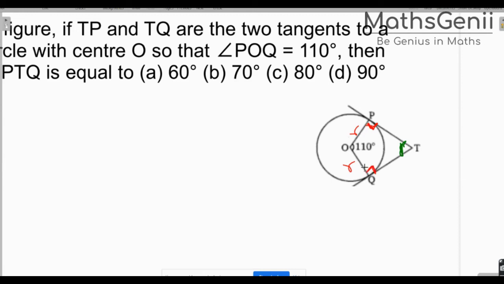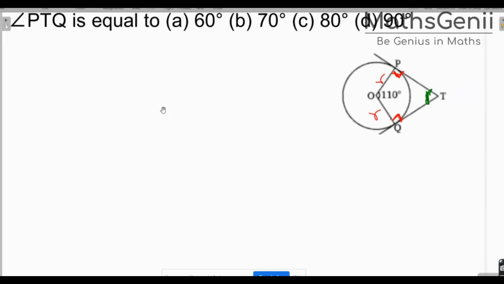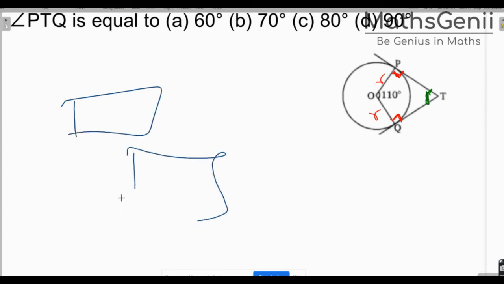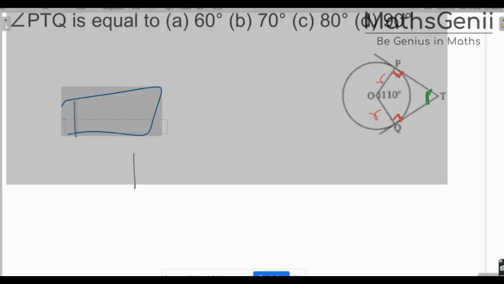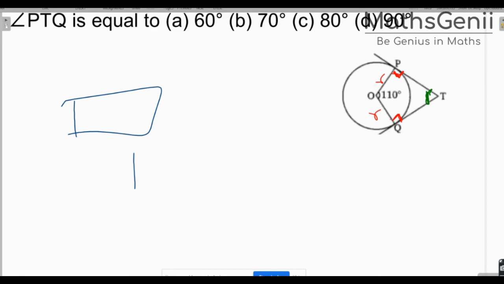So this is 90, this is 90, this is 110. What will be this? There's a property of quadrilateral. Any shape which has four sides is a quadrilateral. I don't know if you are aware of this property, but it's a very simple property.